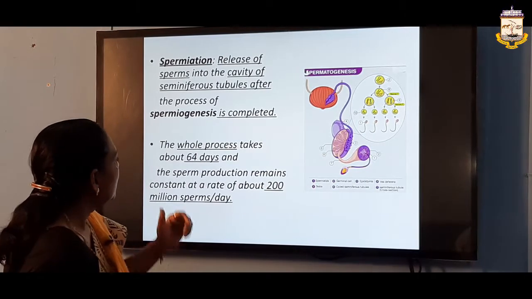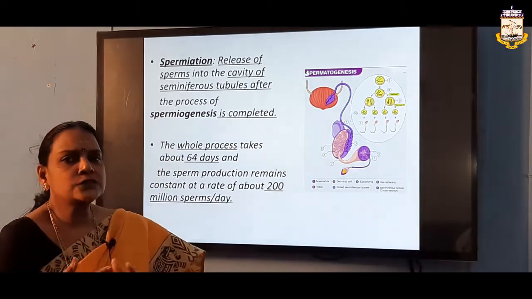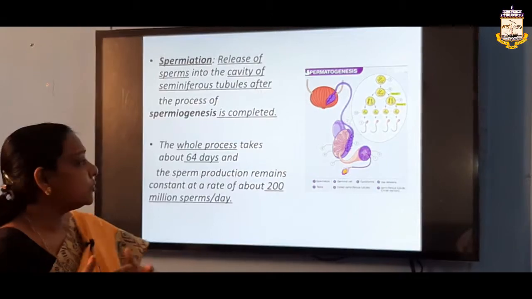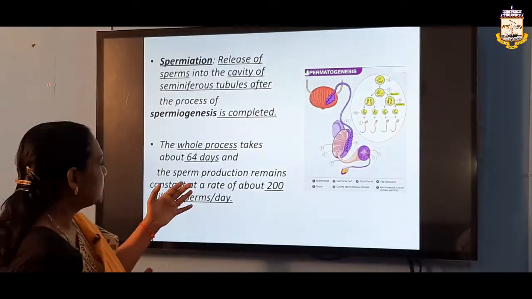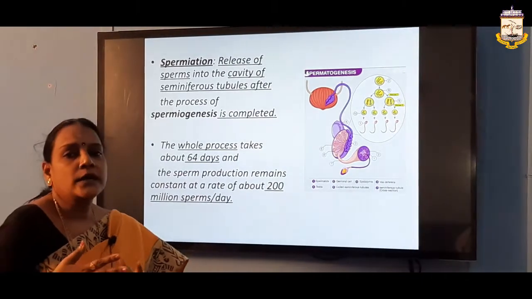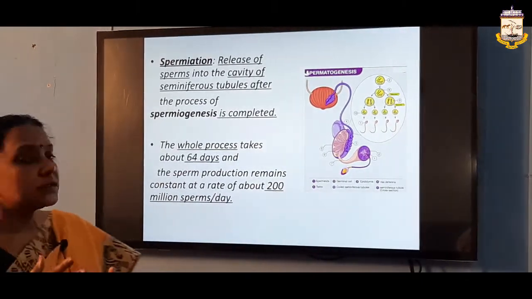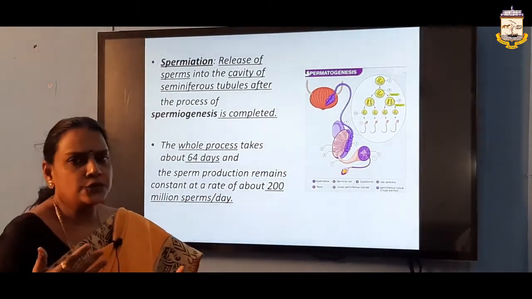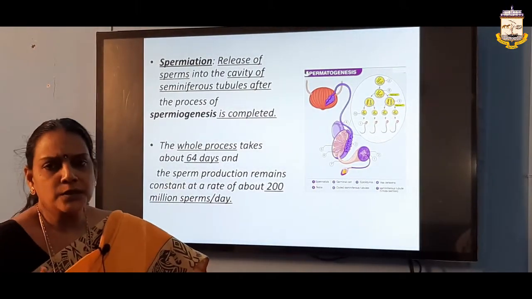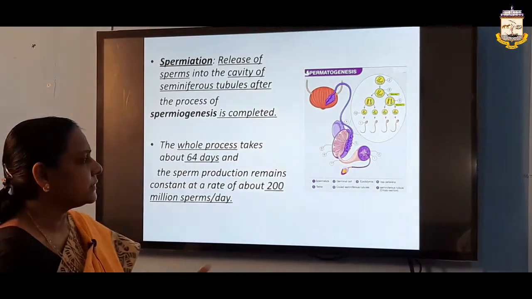Okay. Now, the whole process of spermatogenesis, how long will it take? The whole process will take about 64 days, and the sperm production remains constant at about 200 million sperms per day. So, this we can see in the day-to-day life of a human being, a male. So, this is what is happening there.